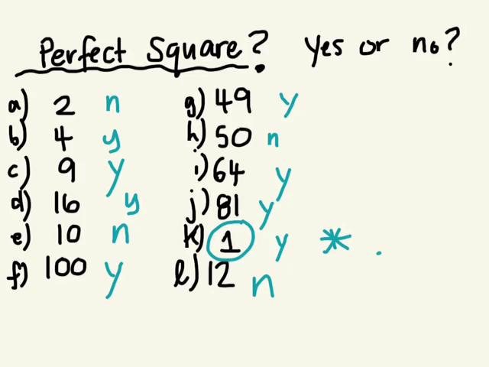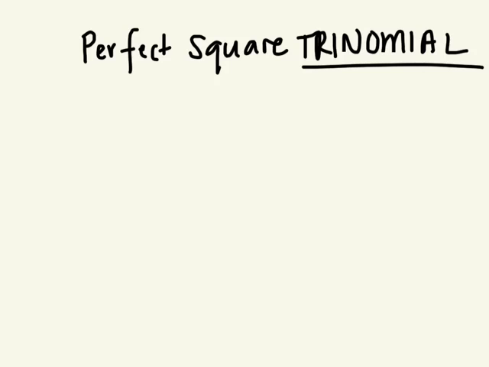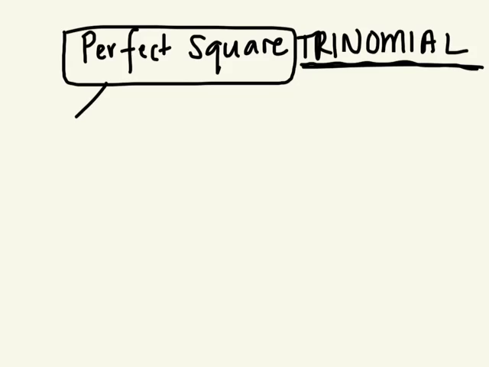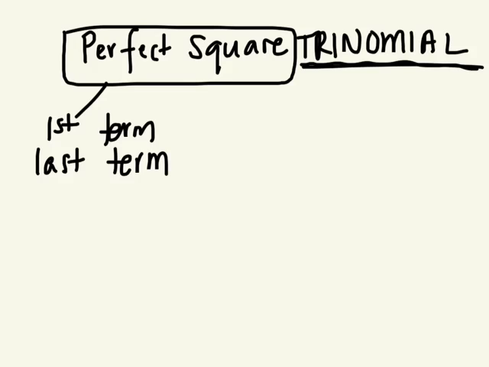H. So we need to be able to recognize what a perfect square is because we're going to be looking at how to factor a perfect square trinomial. A perfect square trinomial has to have 3 terms. So automatically when you see something with 3 terms, this is one method of factoring. You can only factor it this way if the first term and last term are perfect squares.